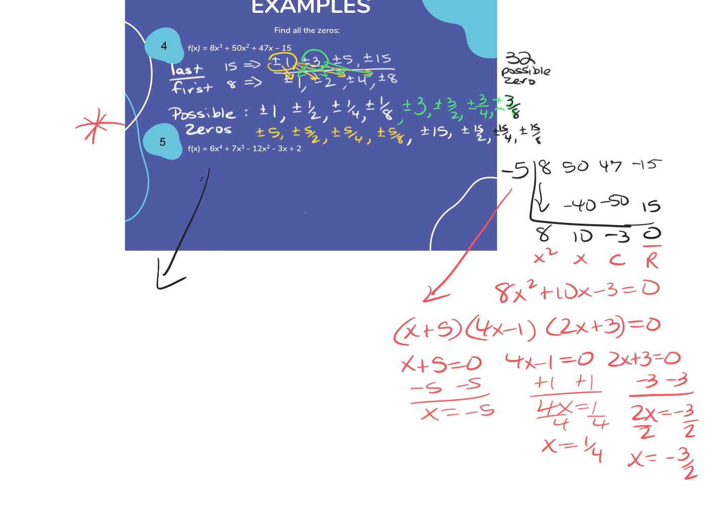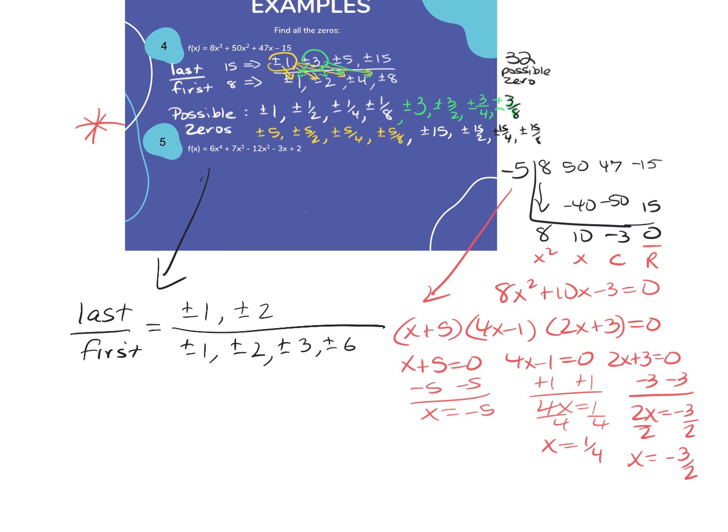So we have last over first. So my last term is +2. So plus and minus 1, plus and minus 2. And then my first term is 6. So 1 times 6 and 2 times 3. And now I need to make all these different combinations to get all my possible zeros.